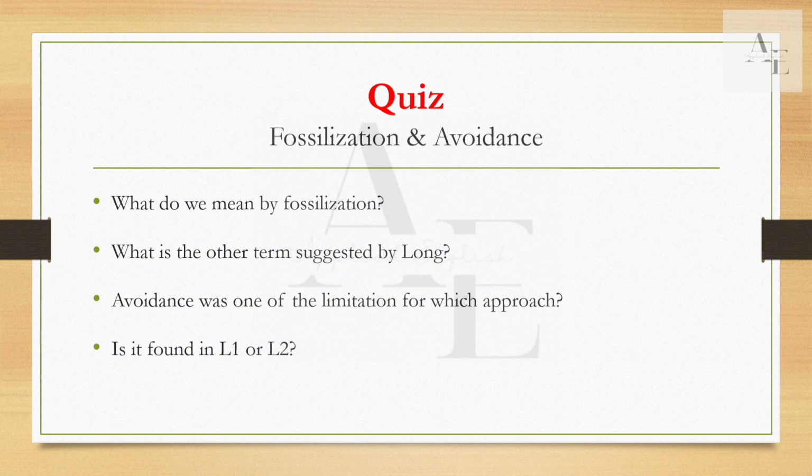What is it? Then avoidance was one of the limitations of which approach? We talked about that approach before, and we mentioned it again in the previous video. So what approach are we talking about? And is avoidance found in L1 or L2? So what do you think? If you know the answers, please do write them in the comment section.